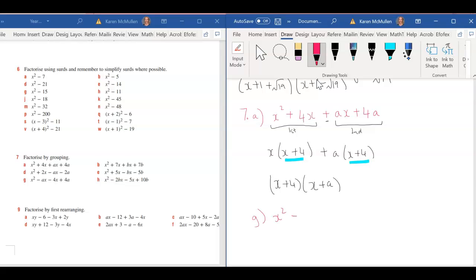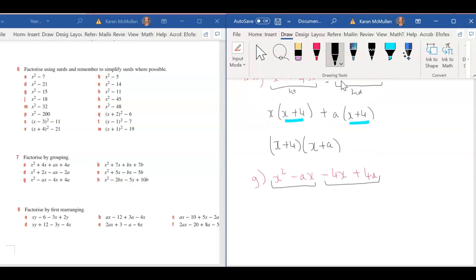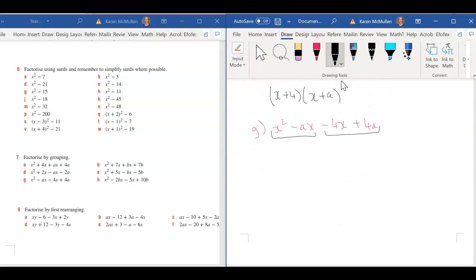So we've got x squared minus ax minus 4x plus 4a. All right, again, doing our pairing. Looking at the first 2 terms, what is common? We've got x, so we're going to be left with x minus a. Now, if we're doing factorizing by grouping, obviously you want the other bracket to be x minus a. And this is where it can sometimes be difficult with negative numbers.